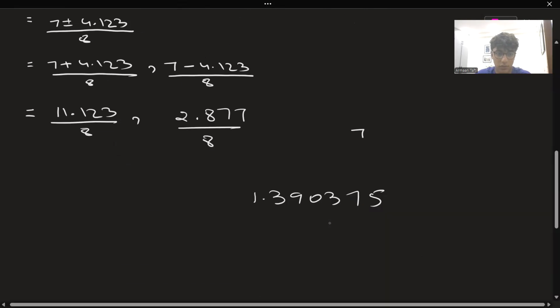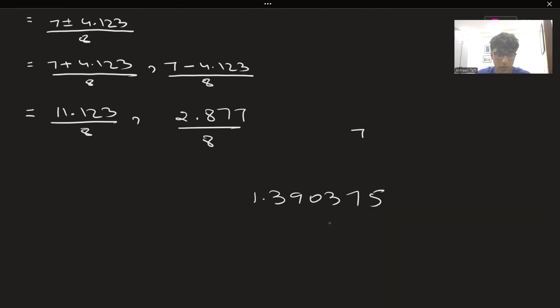So once again, your first root is here. Another thing: always first write the entire number, then write it in its correct significant figures, because you do have 1 mark for writing this. So your first number is 1.390375. You can delete this.